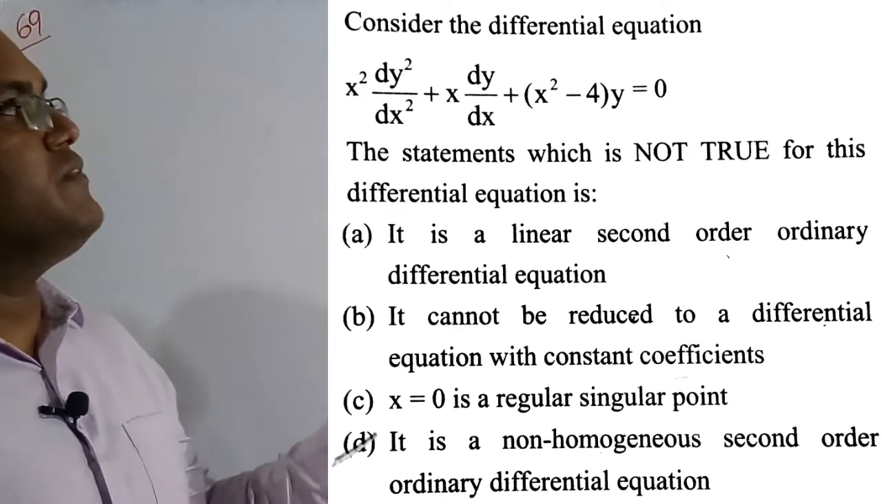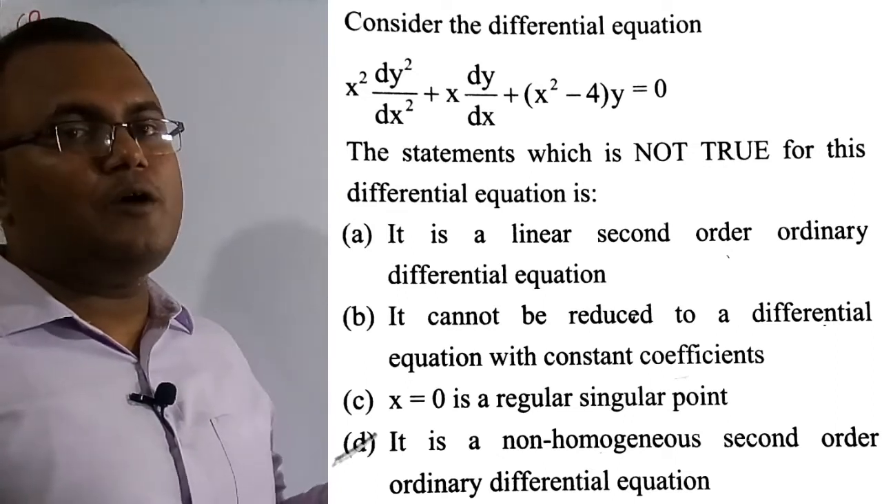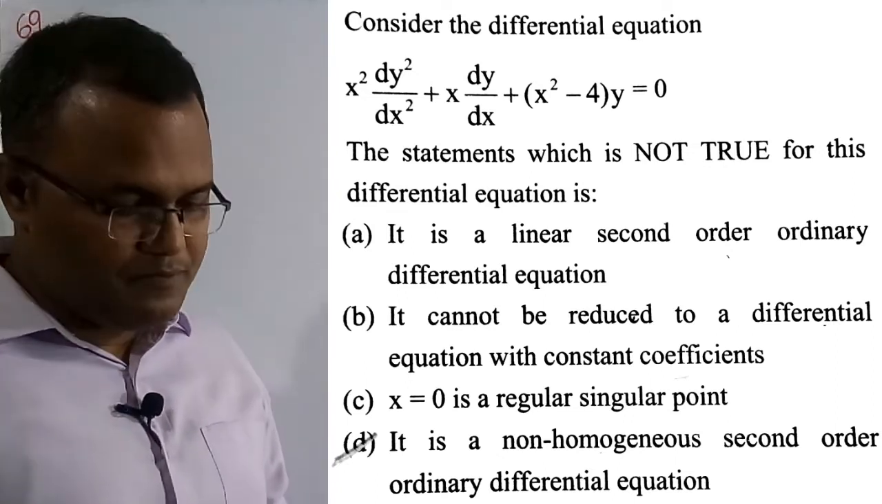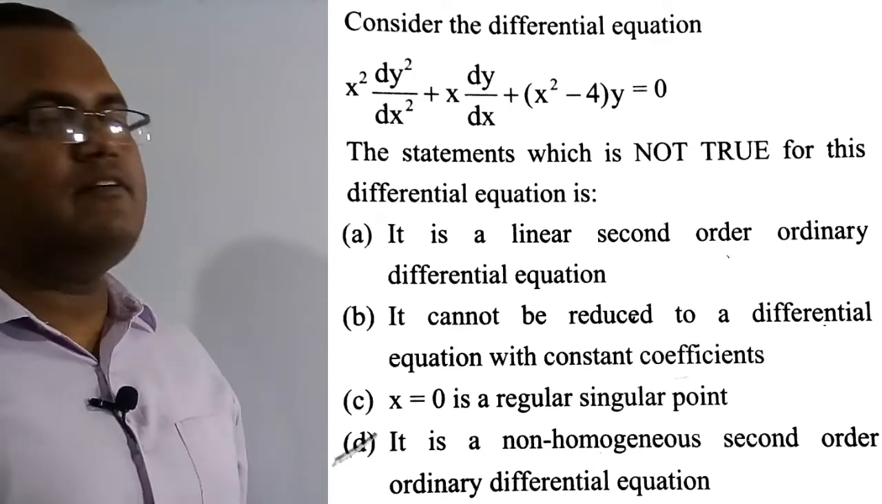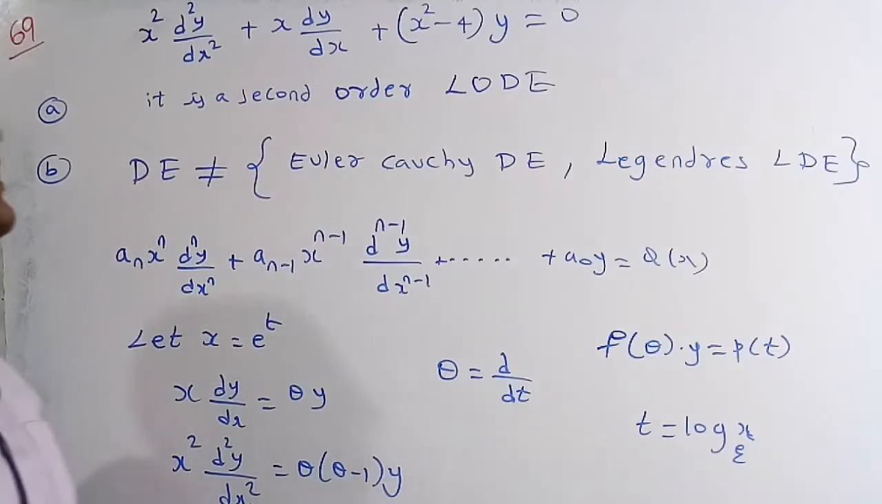But I will explain each and every option A, B and C in detail, why A, B, C are correct and D is incorrect. Each and everything I will explain. So now we will check each and every option.